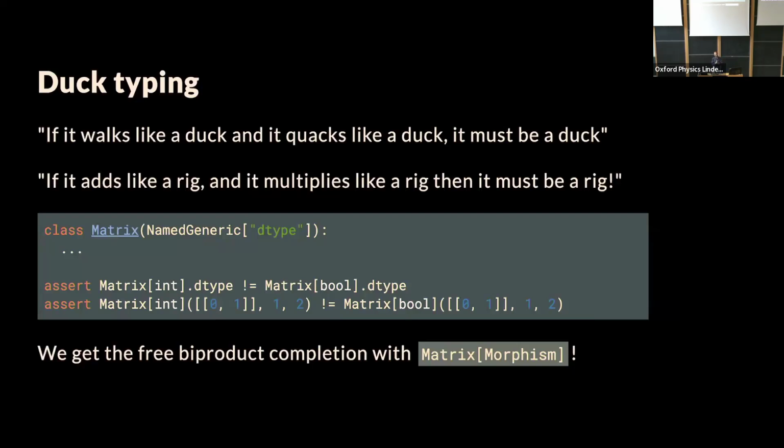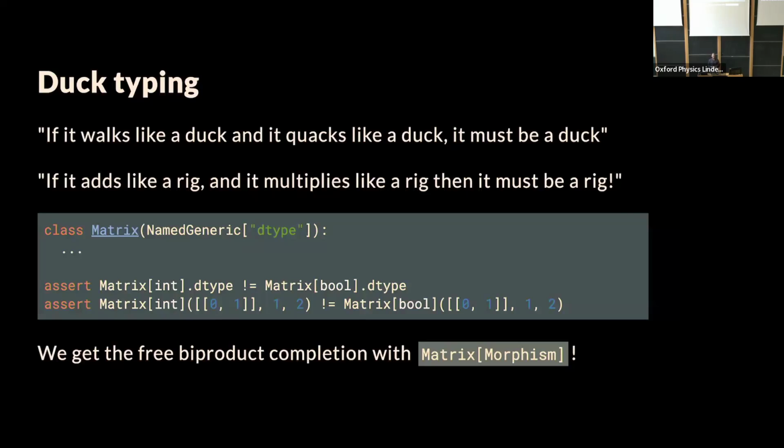So what it means is that we can define the class matrix over any D type as long as the D type has some method add and some method multiply, matmul. So this is implemented in DisCoPy.